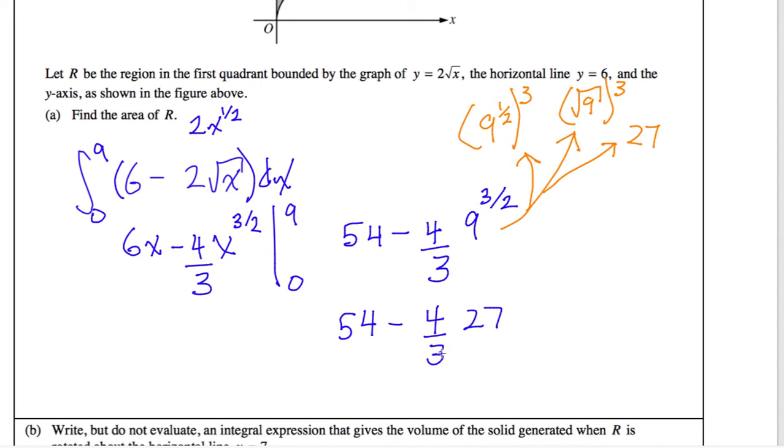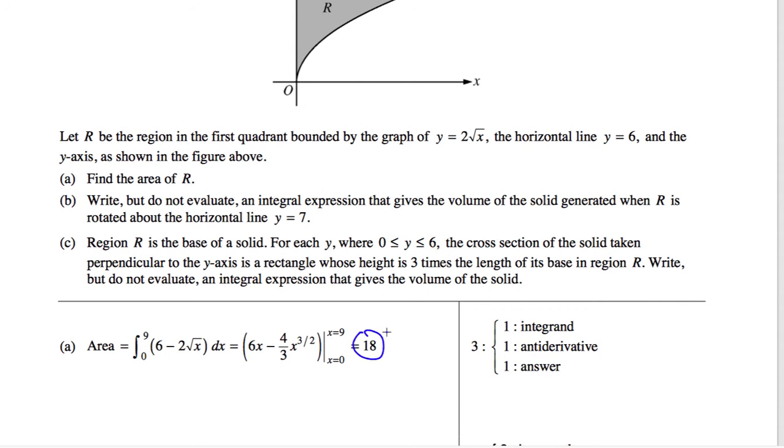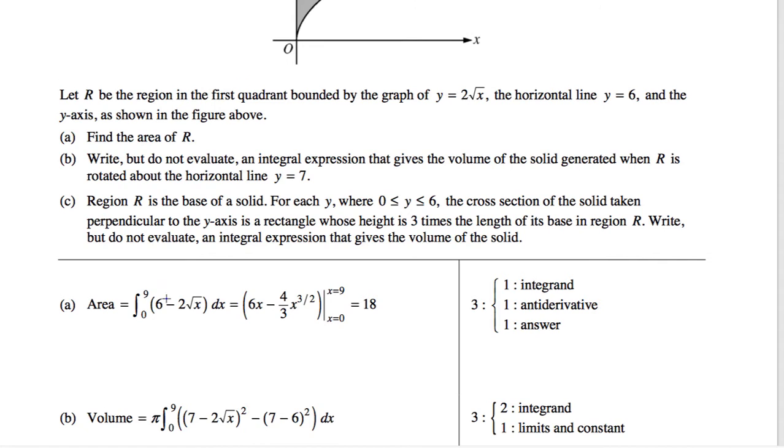27 divided by 3 is 9. 9 times 4 is 36. So 54 minus 36, and I get 18. Yeah. Cool. Is that what they got? Yay! All right. So 1 point for the integrand, which means 1 point for that inside part, 1 point for the antiderivative, and 1 point for the answer.